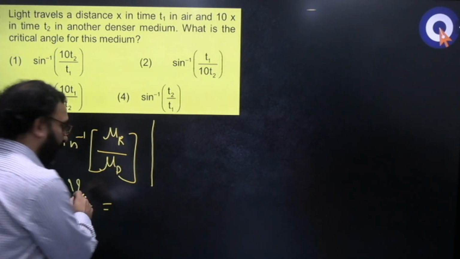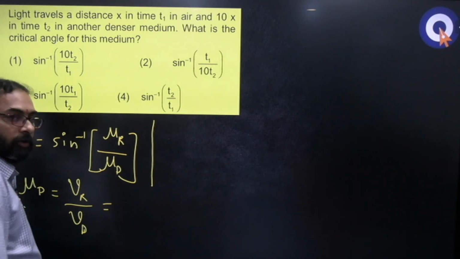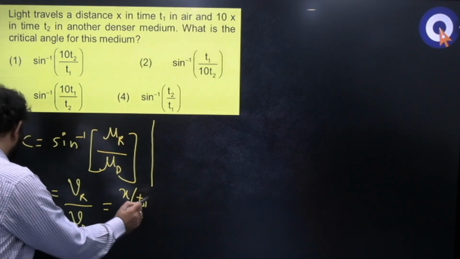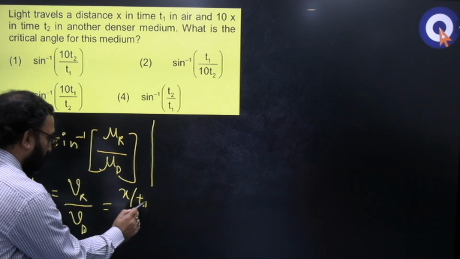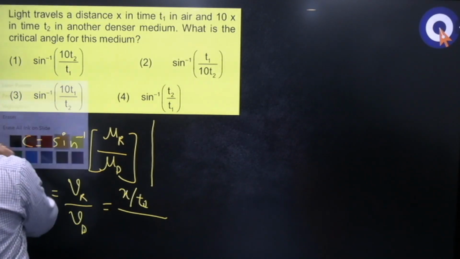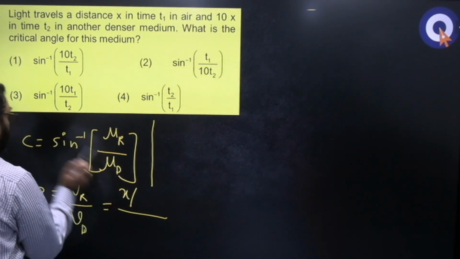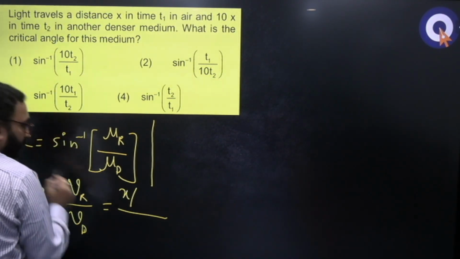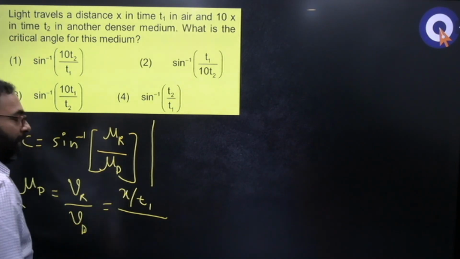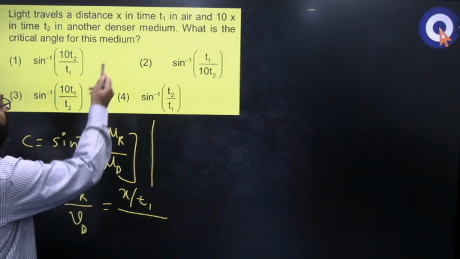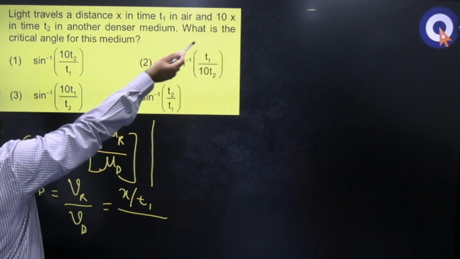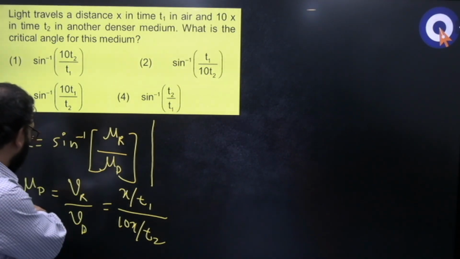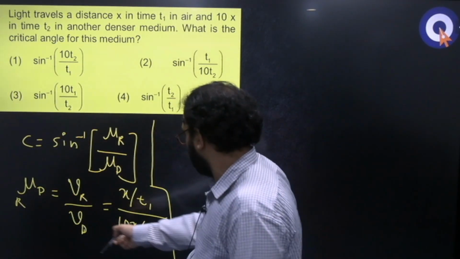So, how can we write this speed? The speed is displacement x by time t1. This is t1, all of you. Why? Because speed is distance by time, or velocity is displacement by time, t1. Next, in a denser medium, speed is displacement, how much here? x and t1 is one pair, 10x and t2. So that is 10x by t2. So this is the mu ratio. So the mu ratio we have like this.